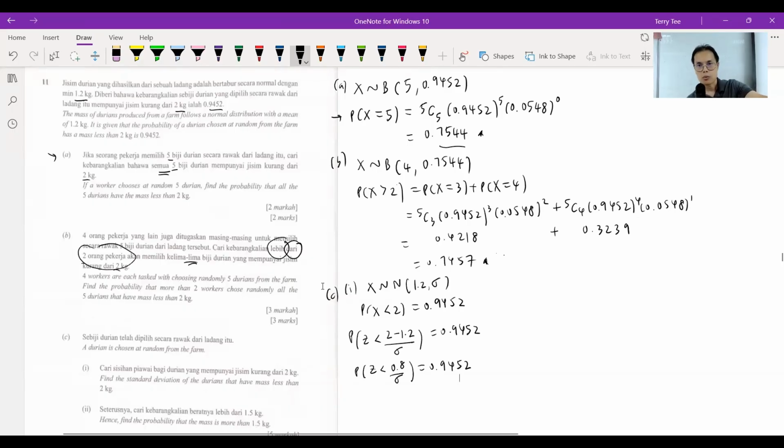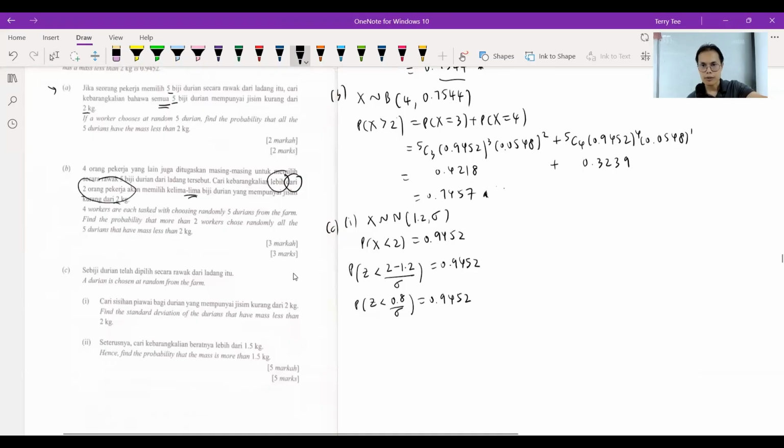Okay, maybe I draw a sketch for you. This is your 0.8 over sigma, right? Less than is this area. But remember, my mathematical table can only find the upper tail, so I'm actually finding the right-hand side here. We know this is the left-hand side, so I need to change this to z more than 0.8 over sigma. So mentally, can we do 1 minus 0.9452? 1 minus this is 0.0548.